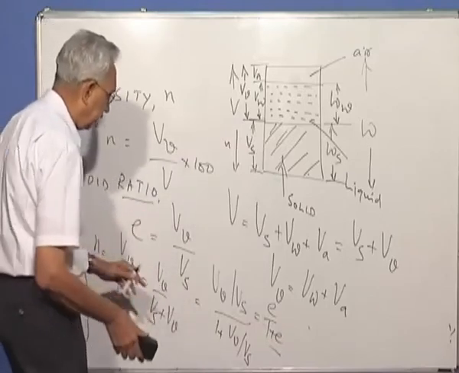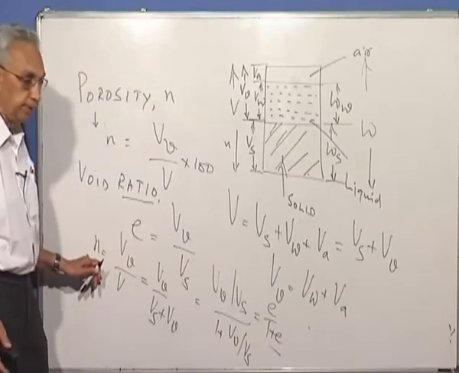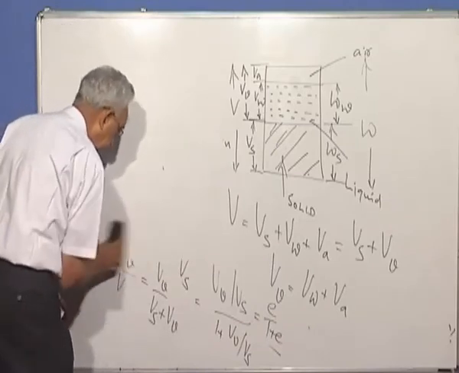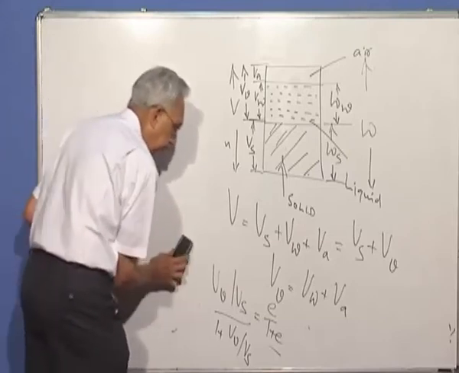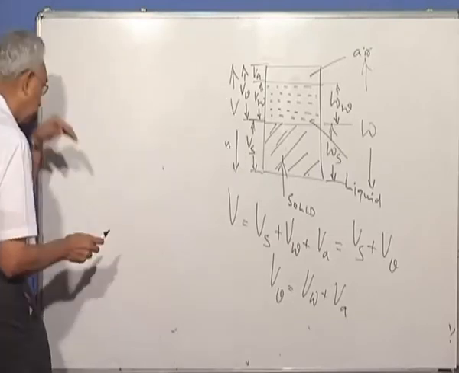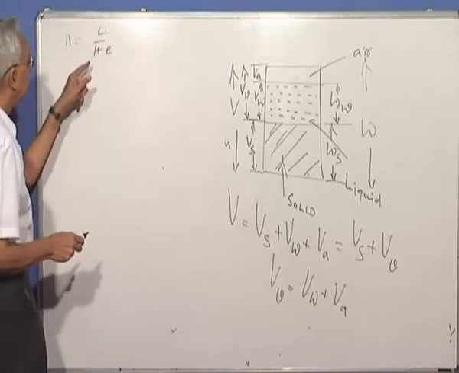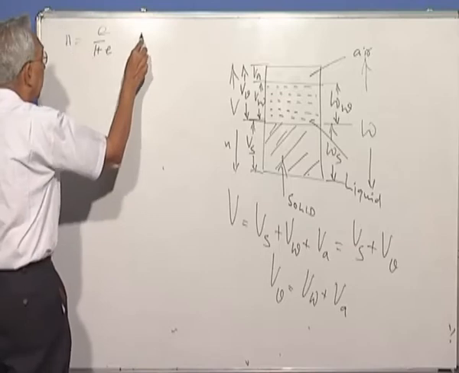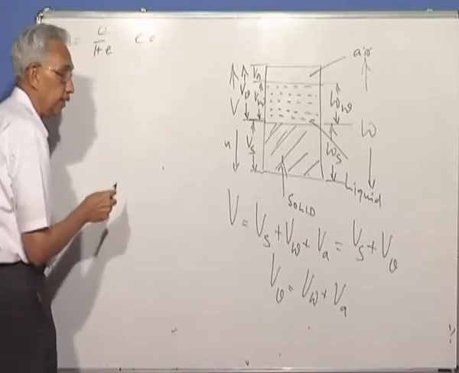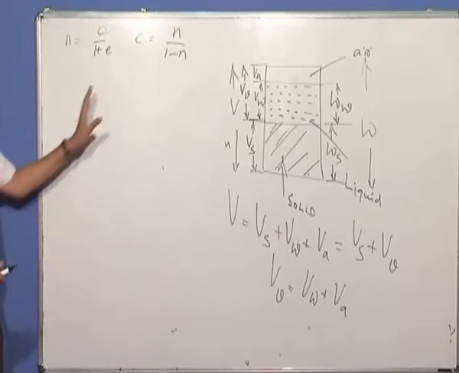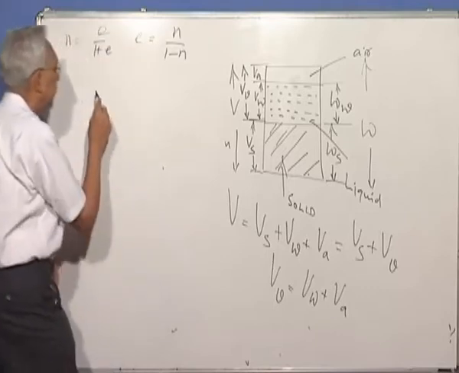If you know void ratio, you can calculate porosity, or if you know porosity, you can find out the void ratio. So let me write this for you to remember. N is equal to E by 1 plus E. Can you solve this by cross multiplication? I want you to derive that E is equal to N by 1 minus N. So these are related.